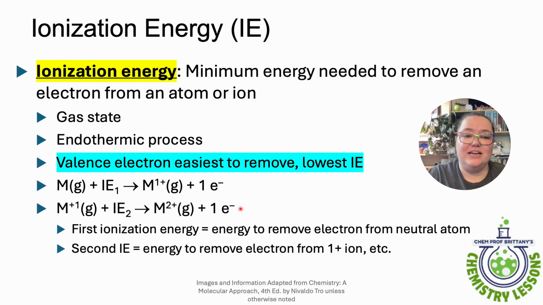Right? The first ionization energy is the energy to remove an electron from a neutral atom, while the second ionization energy is the energy to remove an electron from a 1 plus ion. And then we also have third and fourth ionization energies, but that's generally more than we need to talk about.